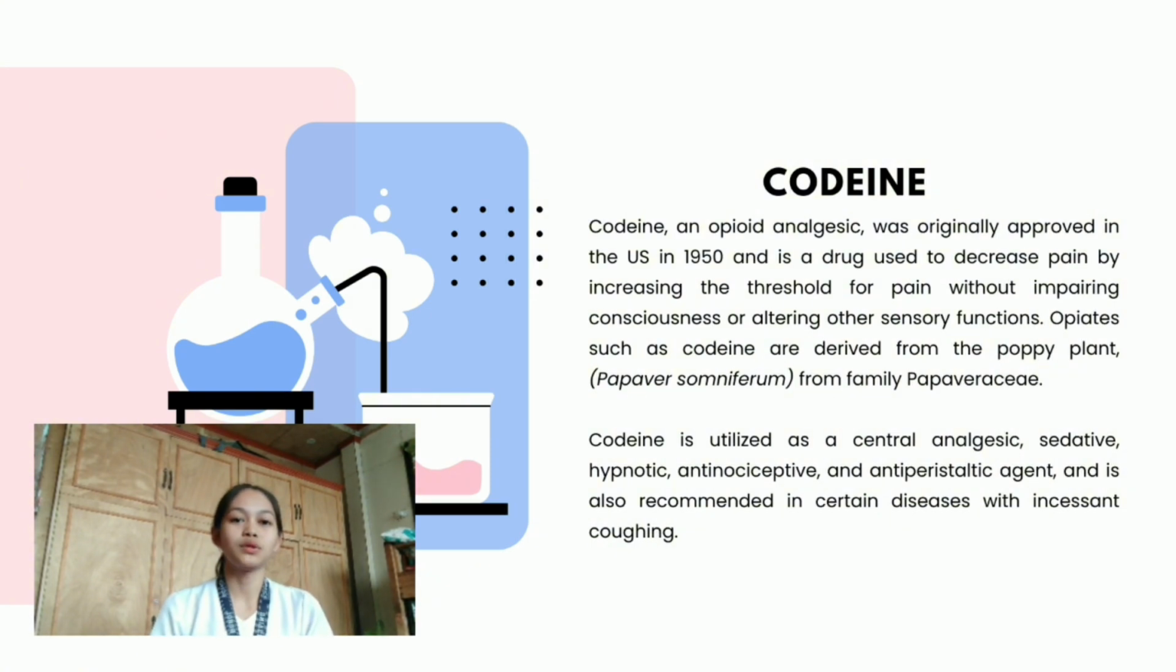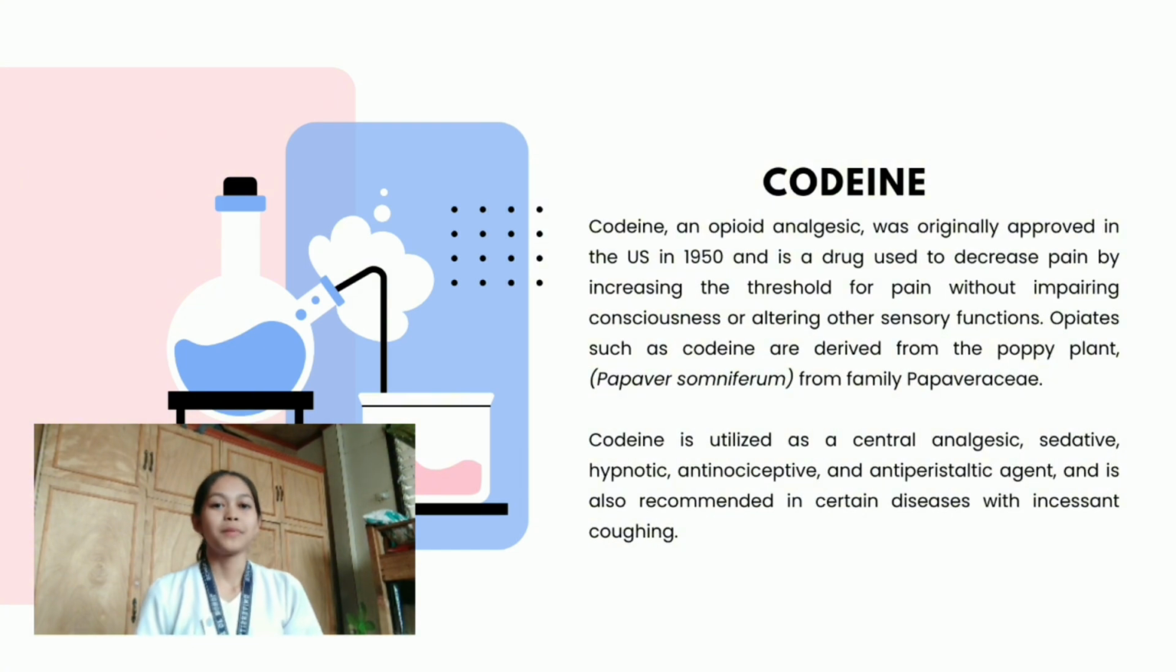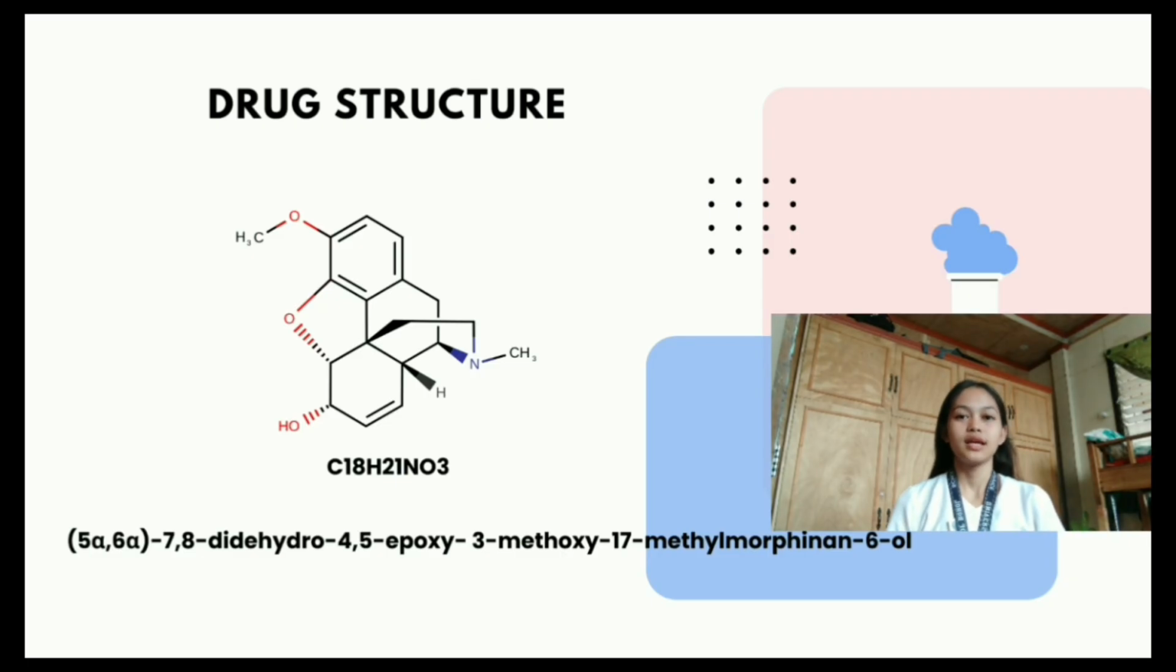Unlike stronger opioids, codeine has a lower risk of causing sedation or impairing consciousness, making it a safer option for pain management. Codeine is classified as an opioid because it is derived from the poppy plant, Papaver somniferum, belonging to the family Papaveraceae. The molecular formula of codeine is C18H21NO3.